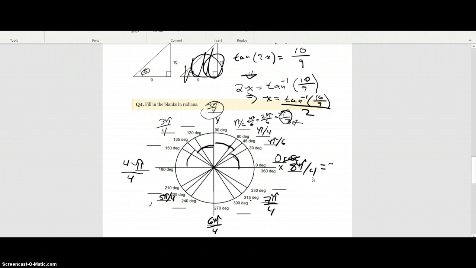The way we can check it is that it's 2 pi, because we know it's 2 pi, so that checks off. So that's good.